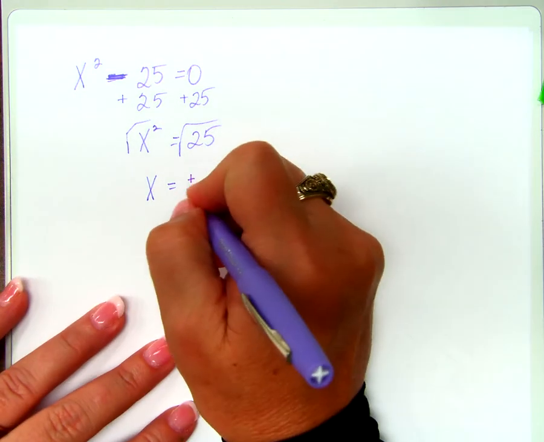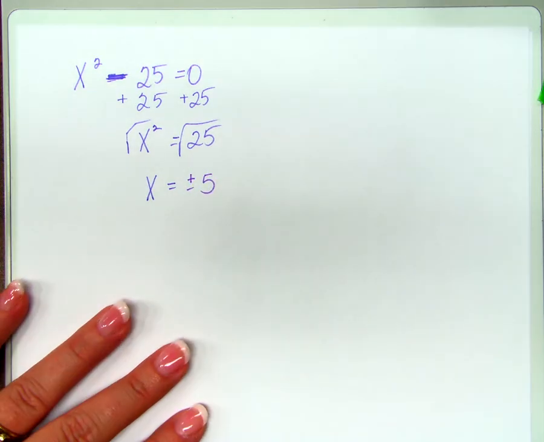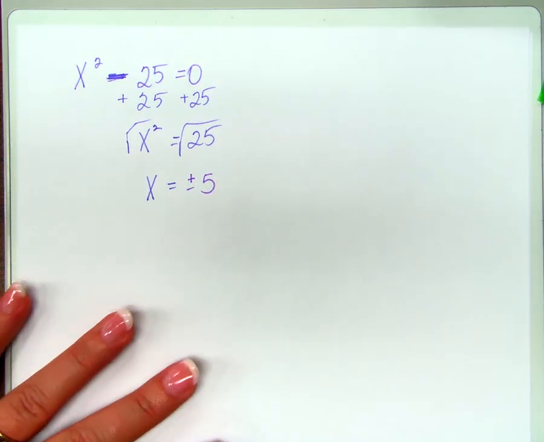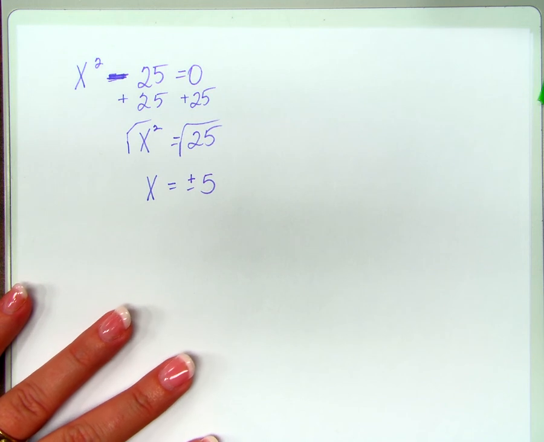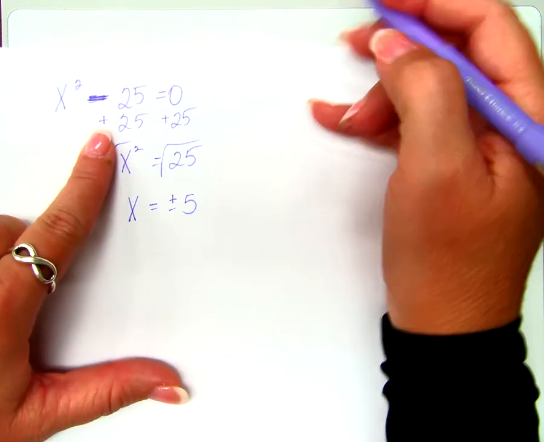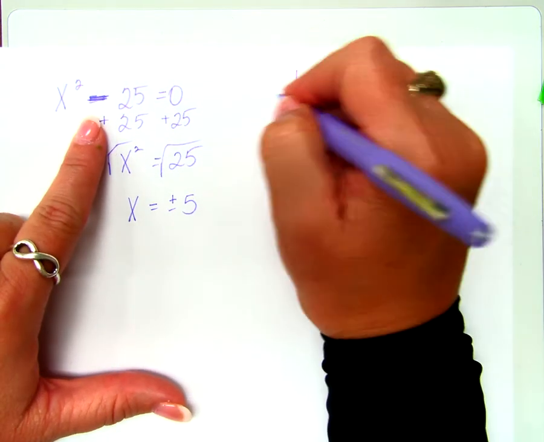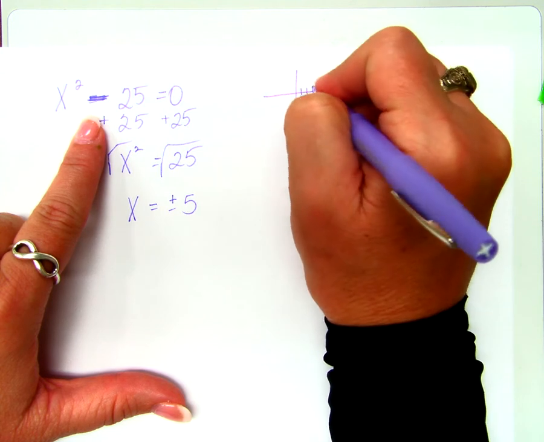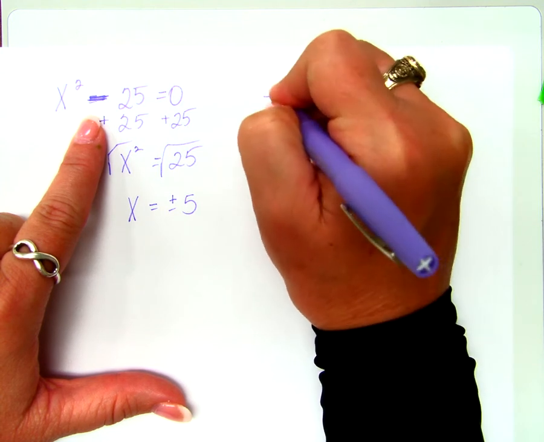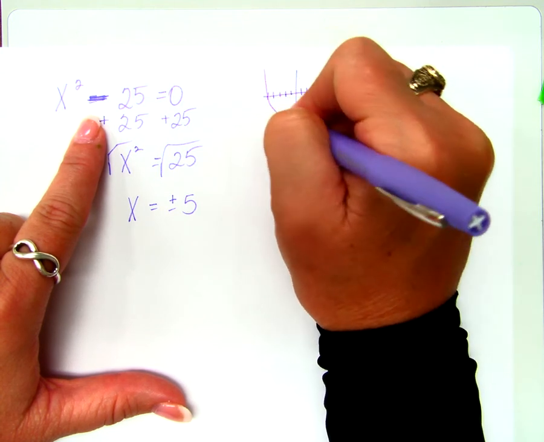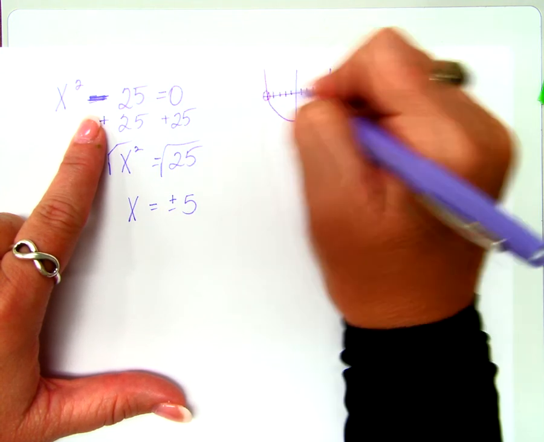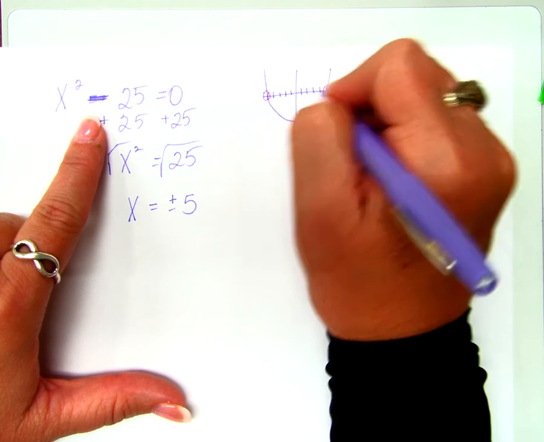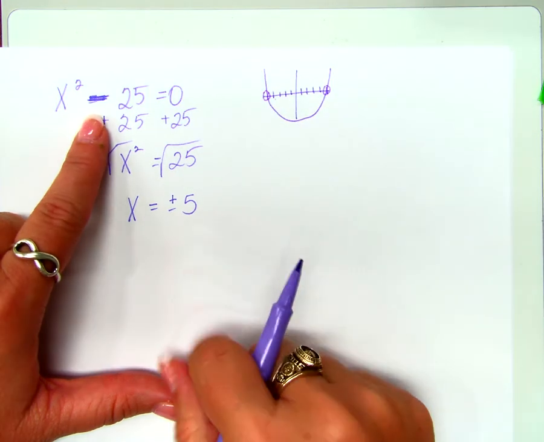People forget that all the time. I don't want you to be one of those people. So I'm going to show you 3 different reasons why it has to be plus or minus 5. Reason number 1. If I graphed this, wouldn't it cross in 2 places? Like this? At 5 and negative 5? So I got to have both of them, right?